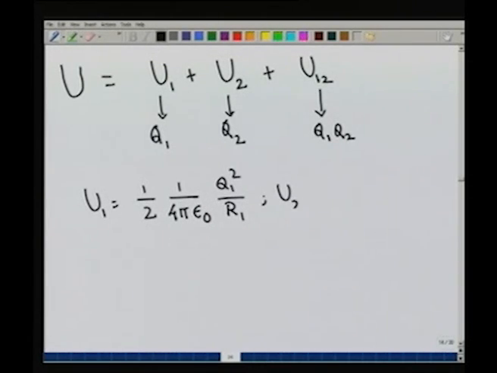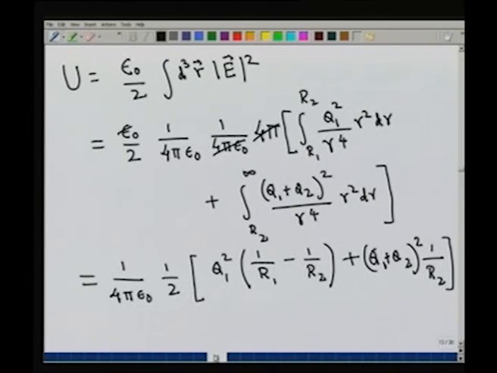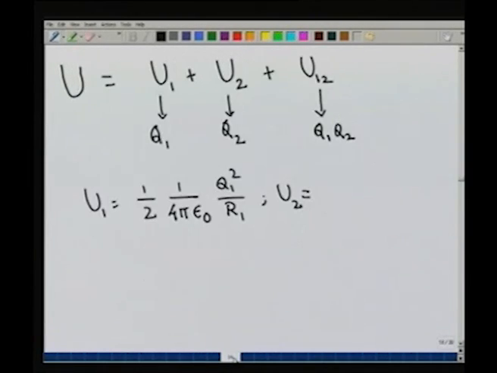What about U2? Well, in order to write down U2, let me again go back to the previous expression. I am going to put Q1 equal to 0. Q2 squared is what I have. I am going to get 1 over 4 pi epsilon naught, half, with a factor of R2. That is indeed the correct expression. Therefore, this is nothing but 1 over 2, 1 over 4 pi epsilon naught, Q2 squared by R2.